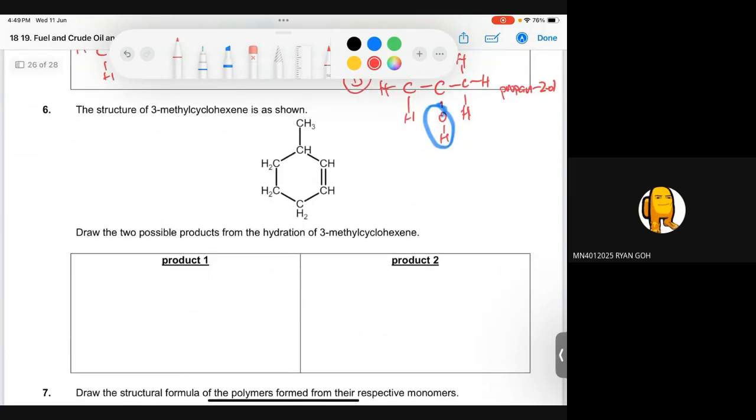So this one over here, I'm going to simplify this for everybody. Instead of writing CCC or everything, I just want to show you this whole thing can actually be simplified to like that.